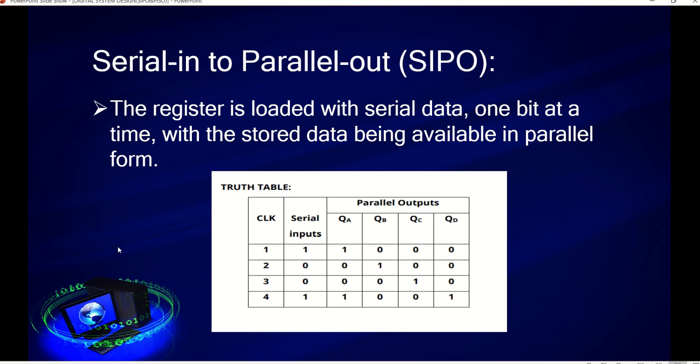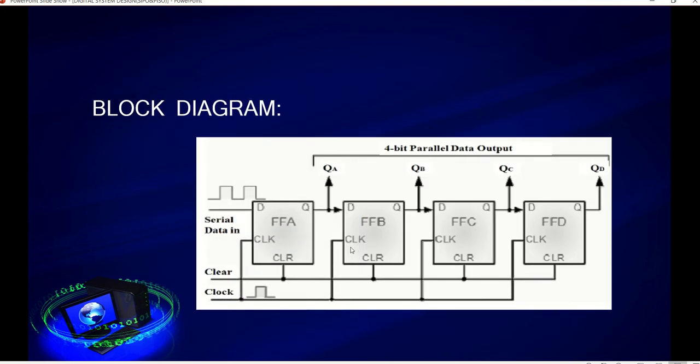The register is loaded with serial data, one bit at a time, with the stored data being available in the parallel form. It is nothing but inputs are given in the series form and we will get output in the parallel form. The truth table is being given here. So the block diagram is represented here. QA, QB, QC, QD are the outputs and we'll give our inputs in the serial form. Clock pulse and clear are common for each and every D flip-flop.